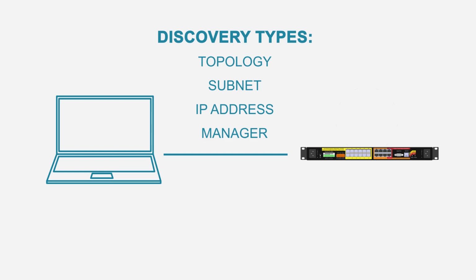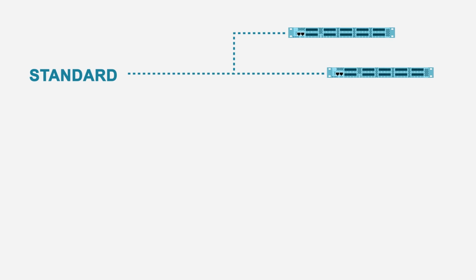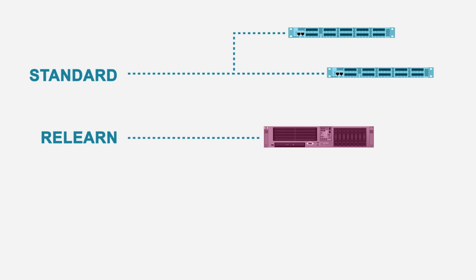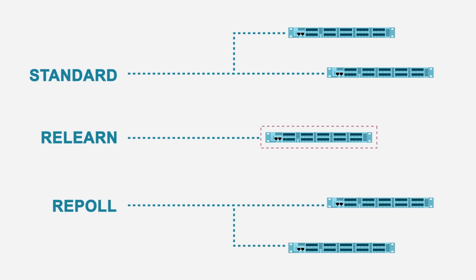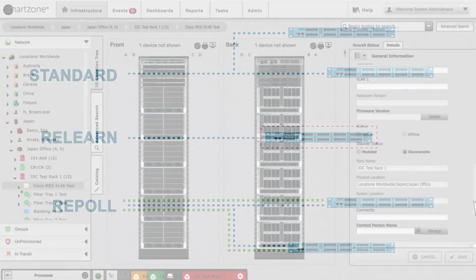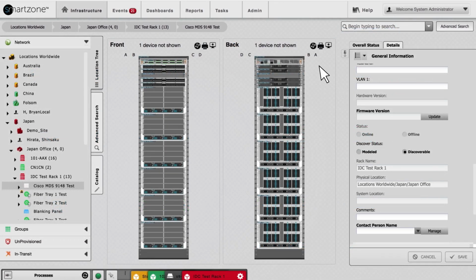There are also three different methods of discovery. The standard discovery polls for undiscovered devices for the specified IP address, subnet, or range. If a device was incorrectly identified because of a missing or incorrect credential, the user can correct the community string and perform a relearn of just that device. The repoll polls previously discovered devices and updates the database with any new information. Let's go ahead and create a new discovery now.